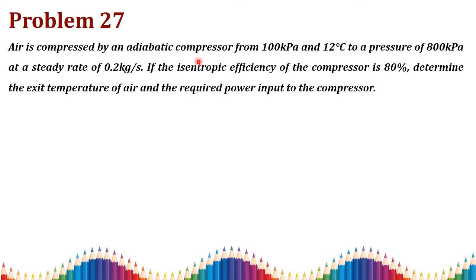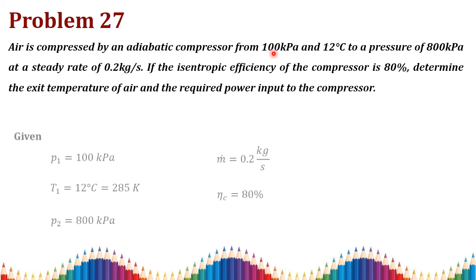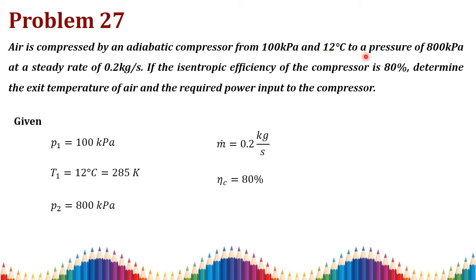So when we say adiabatic compression, what will happen? The heat transfer is 0 here. So we can assume the heat transfer is 0. From the initial pressure P1 is 100 kilopascal and T1 is 12 degrees Celsius, after compression the pressure P2 is 800 kilopascal with a steady rate, that is a mass flow rate m dot of 0.2 kilogram per second. If the isentropic efficiency of the compressor is 80%, that is compressor efficiency is 80%. Determine the exit temperature of the air and the required power input to the compressors.